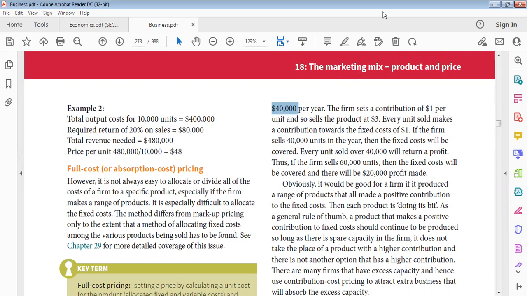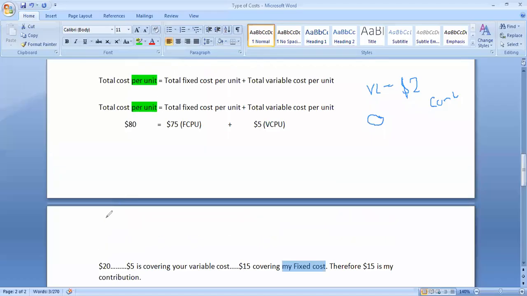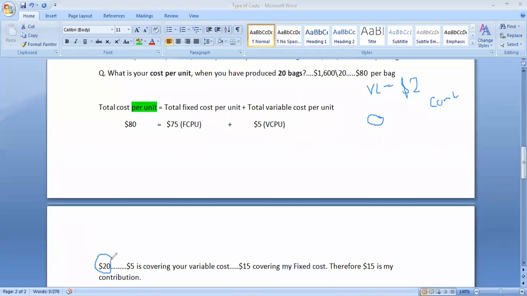Did you understand, Adam, or should I explain again? Let me explain. If my variable cost per unit is $2, and I decide my contribution, contribution is something you can decide, right? For example, in our previous example, we decided that our price is going to be $20. Remember that?